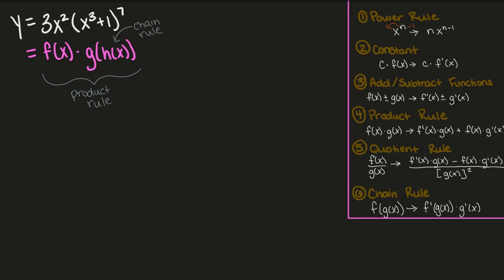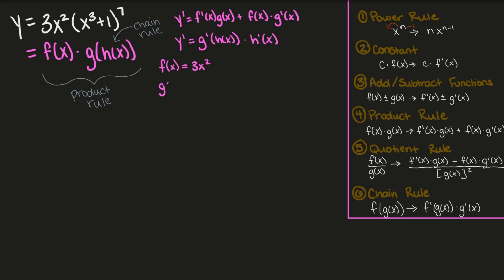So we know for our product rule, y prime will be equal to f prime times g of x plus f of x times g prime x. And then for our chain rule, our derivative will be equal to g prime of h of x times h prime x. So let's find all of our individual derivatives so that we can put this together. F of x is equal to 3x squared. G of x is equal to x to the 7th power, and h of x is equal to x to the third plus 1.